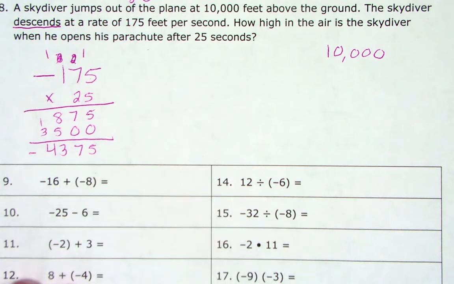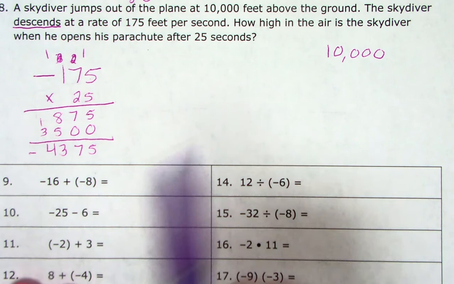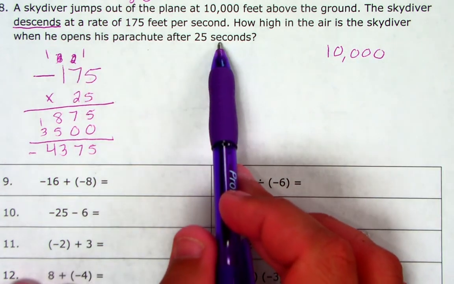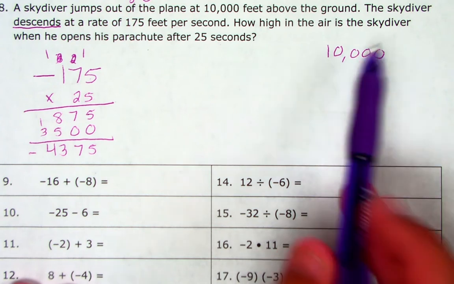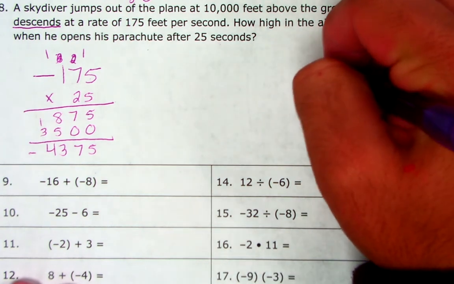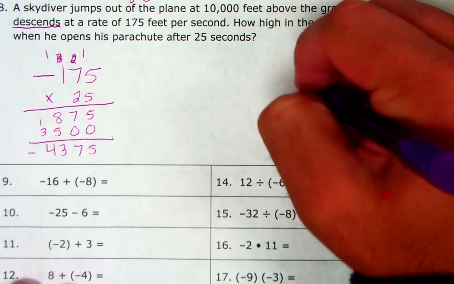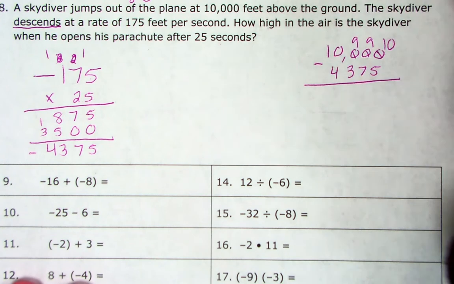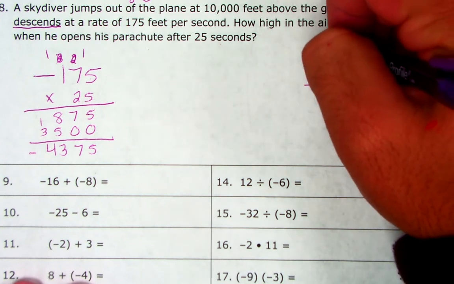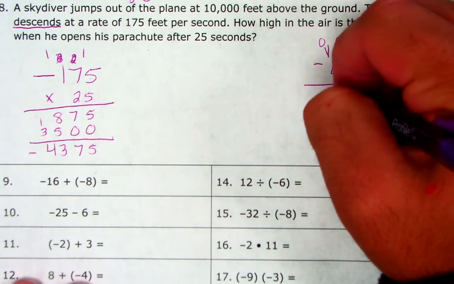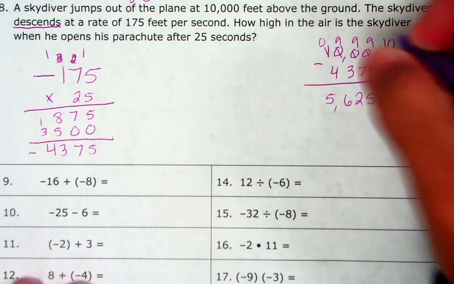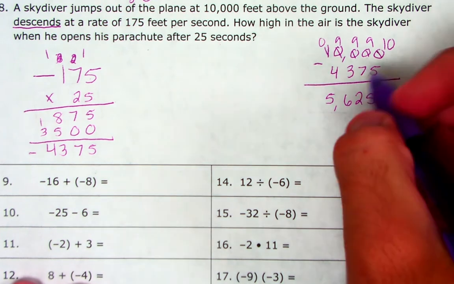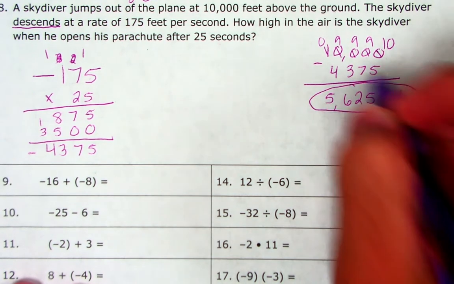But that's not what the question asks. The question wants to know how high in the air the skydiver is when he opens the parachute after 25 seconds. So we're going to take where he started, and we're going to subtract how far he's fallen. And that'll give us our final answer of where he's at now. So let's go ahead and do our math. And after we did the math, I had 5,625 feet. So he is still over 5,000 feet in the air. That is your answer.